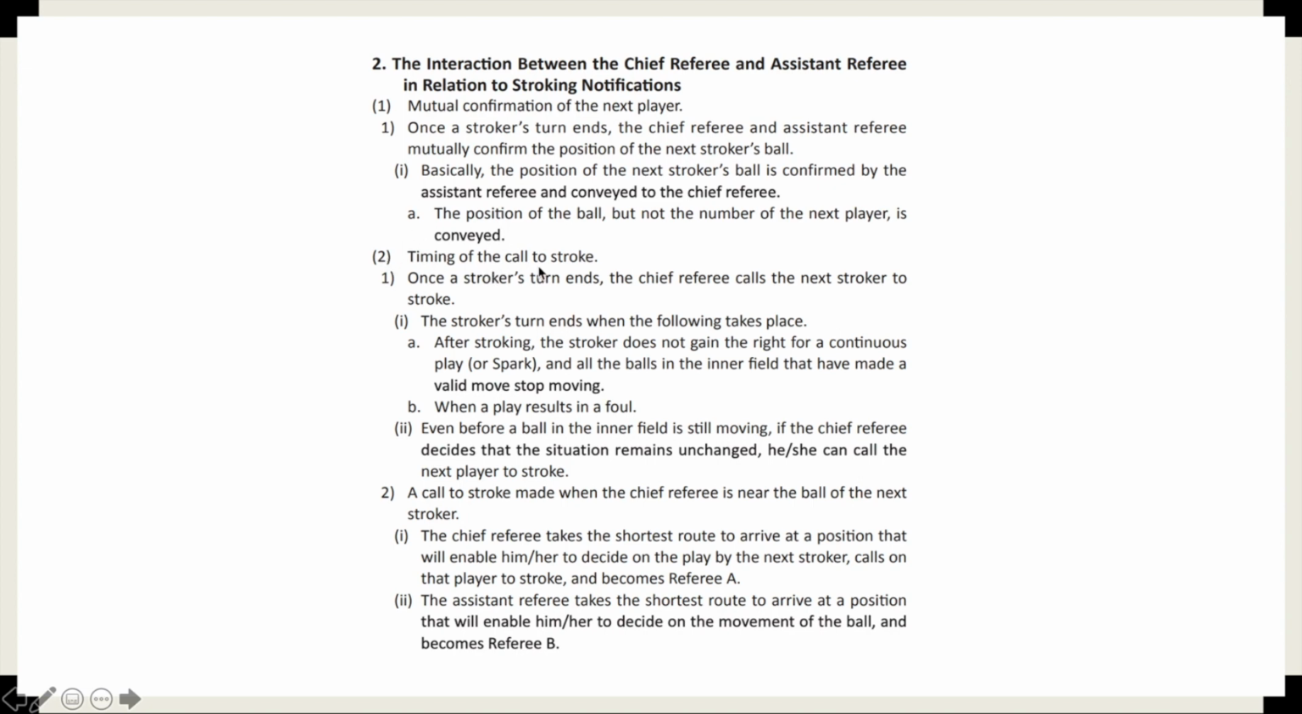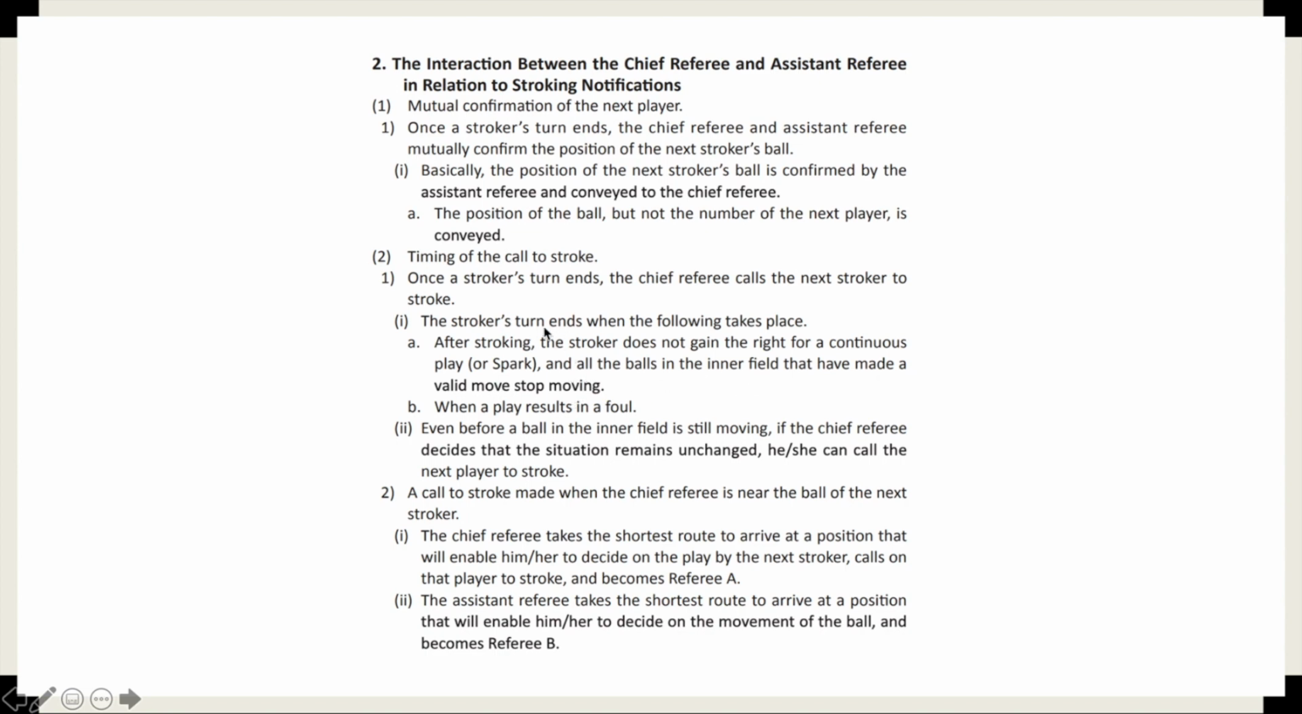Number 2, timing of the call to stroke. Once a stroker's turn ends, the chief referee calls the next stroker to stroke. Very straightforward. The stroker's turn ends when the following takes place. Now these ones are important. After stroking, the stroker does not gain the right for a continuous play or spark, and all the balls on the inner field that have made a valid move stop moving.